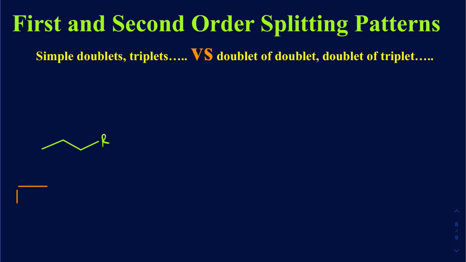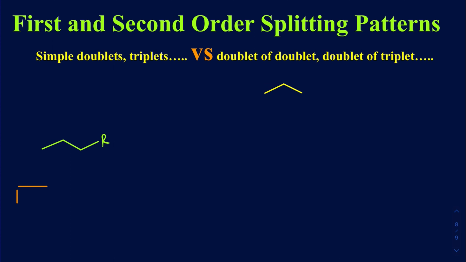Hello everyone, in this video I'm going to be talking about what first and second order splitting patterns are, or another way of saying it, when you have a simple doublet, triplet, or quartet versus when you're going to have multiplets, something like a doublet of triplets, and so on. Before I go into a complex example, let me give you a simple example of a simple splitting pattern, and that would be your first order splitting pattern.